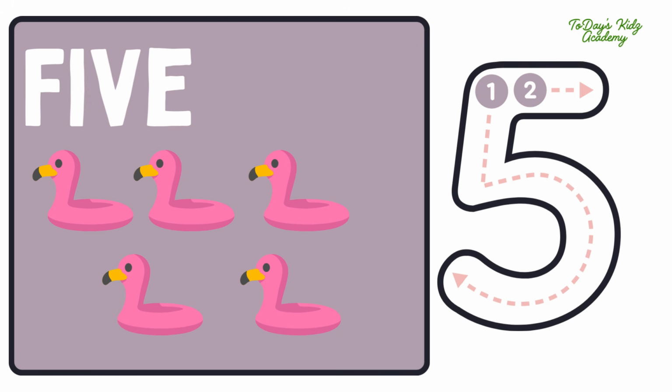Number 5. This is the number 5. Say 5. Let's trace it. Across, down, across, curve around, 5. Now count. 1, 2, 3, 4, 5. 5 floaties.